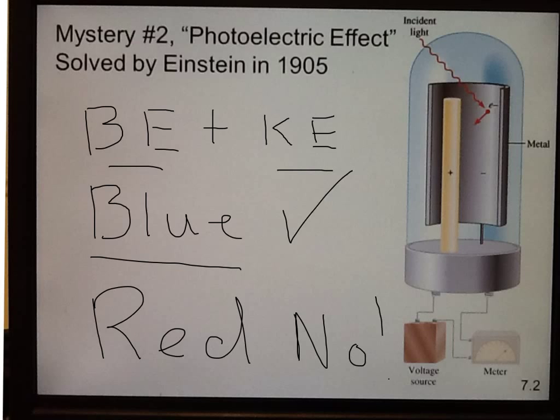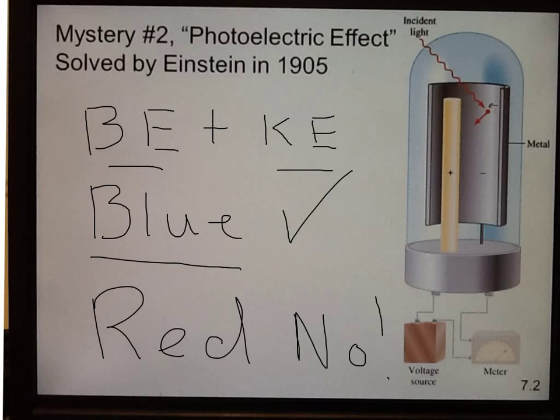Well, they turn up the brightness of the red light, and guess what? Nothing happens. It does not release electrons, even though the light is brighter, even though it's more intense, even though classically, due to classical physics, we would expect it to have more energy. It still does not provide enough energy to remove the electron, the binding energy, and the energy for kinetic energy, even though we made it brighter. Classical physics can't explain this. That's a problem.